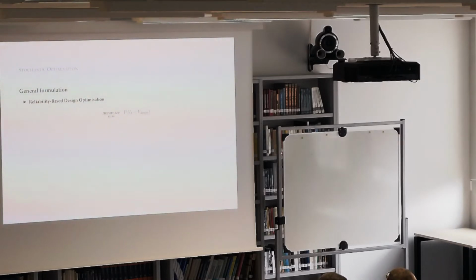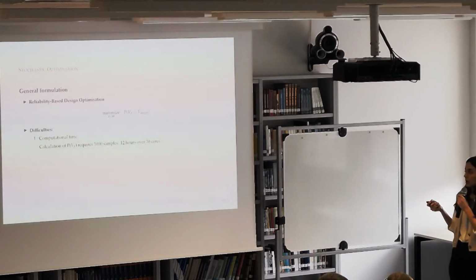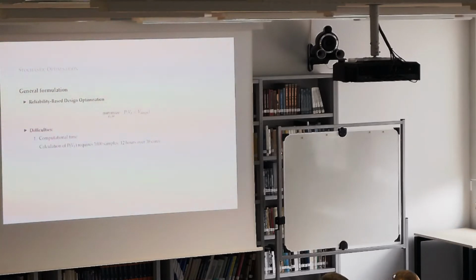We want to minimize the probability of having a flutter velocity below a given design velocity, and we use ply angles as optimization variables. We have multiple difficulties doing that. The first is the computational time, because the PDF that I showed you in the previous slide required only 1,000 samples, and it took about 12 hours over 30 cores, which during an optimization process could become very costly.